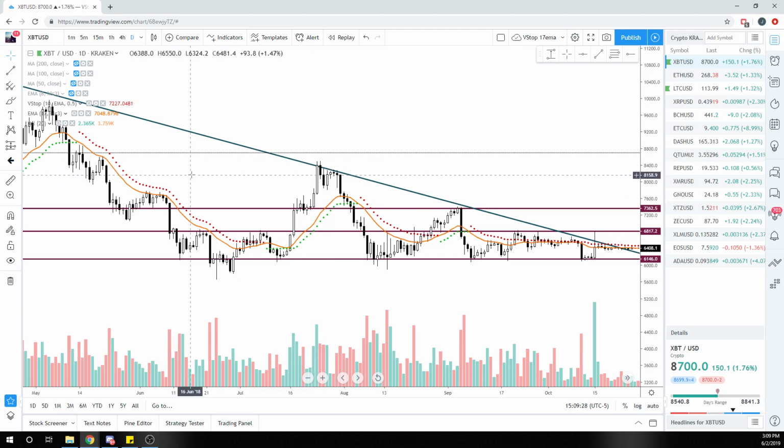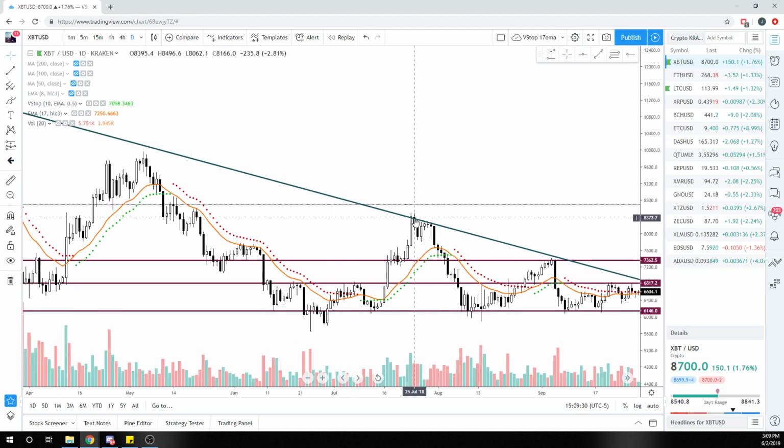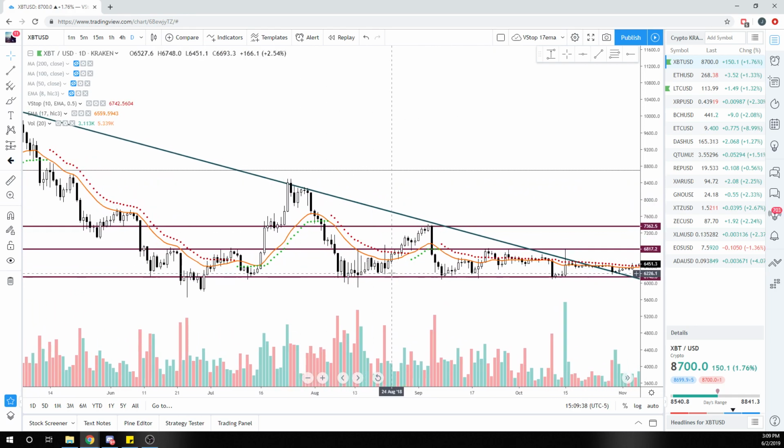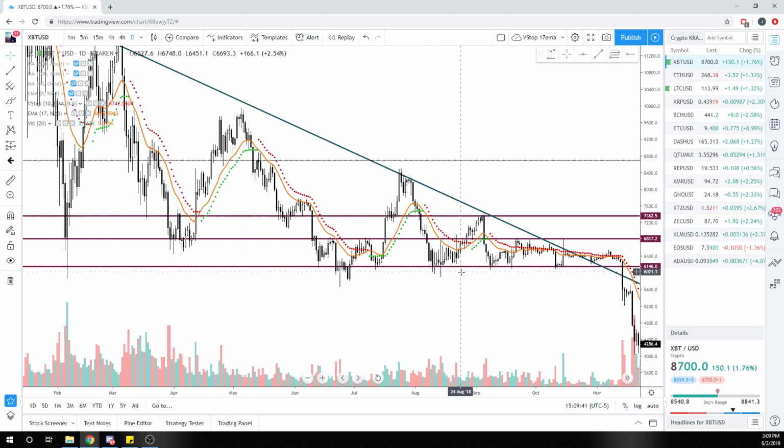Came up again. You really wouldn't have known. I guess you could have drawn some support and resistance lines in this level here to find out that this would be a resistance zone, but came back down, and I'm not going to go through the whole thing, but you guys get the point.